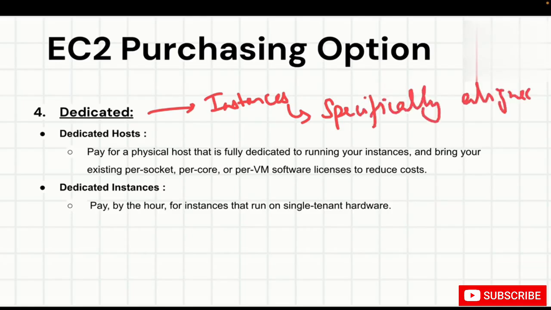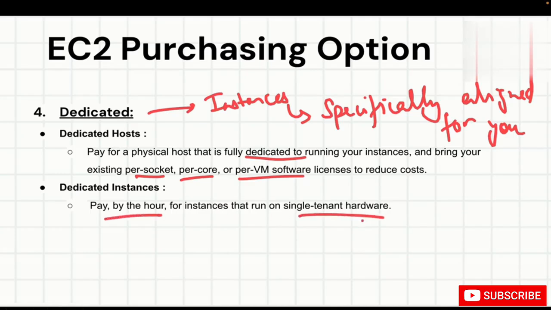So in this, you have the option to maintain your security. Everything is fully dedicated to your running instances, and you can even bring your existing per-socket, per-core, per-VM software licenses to reduce cost. It is pay by hour and instances run on single-tenant hardware.